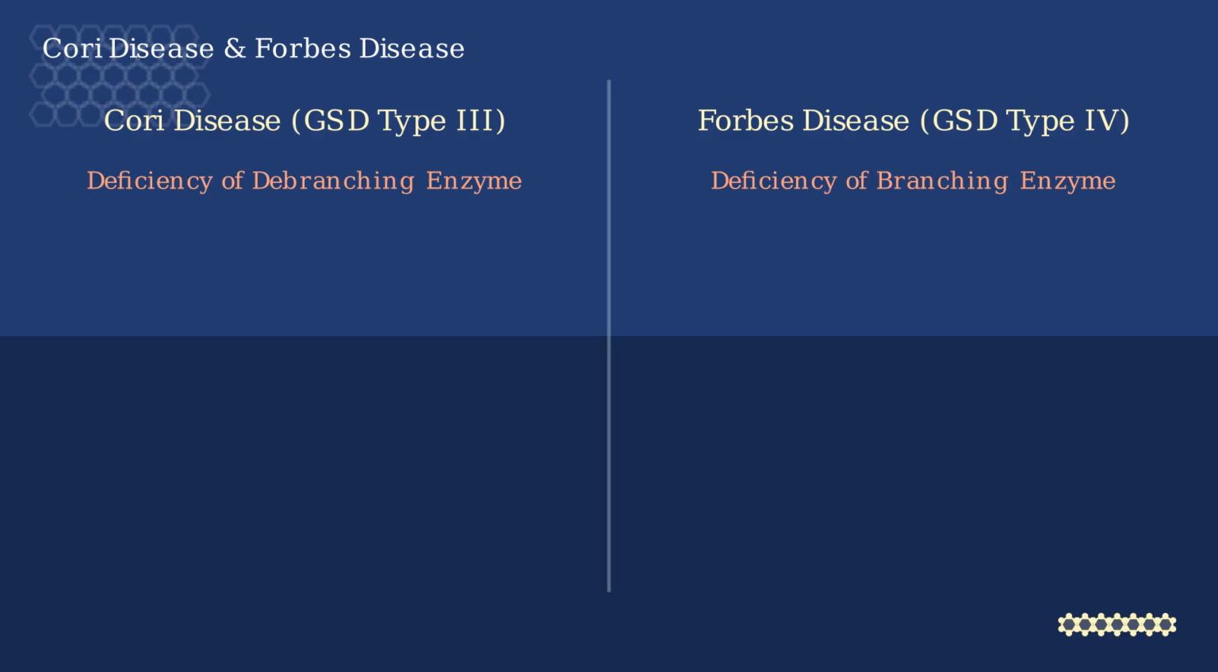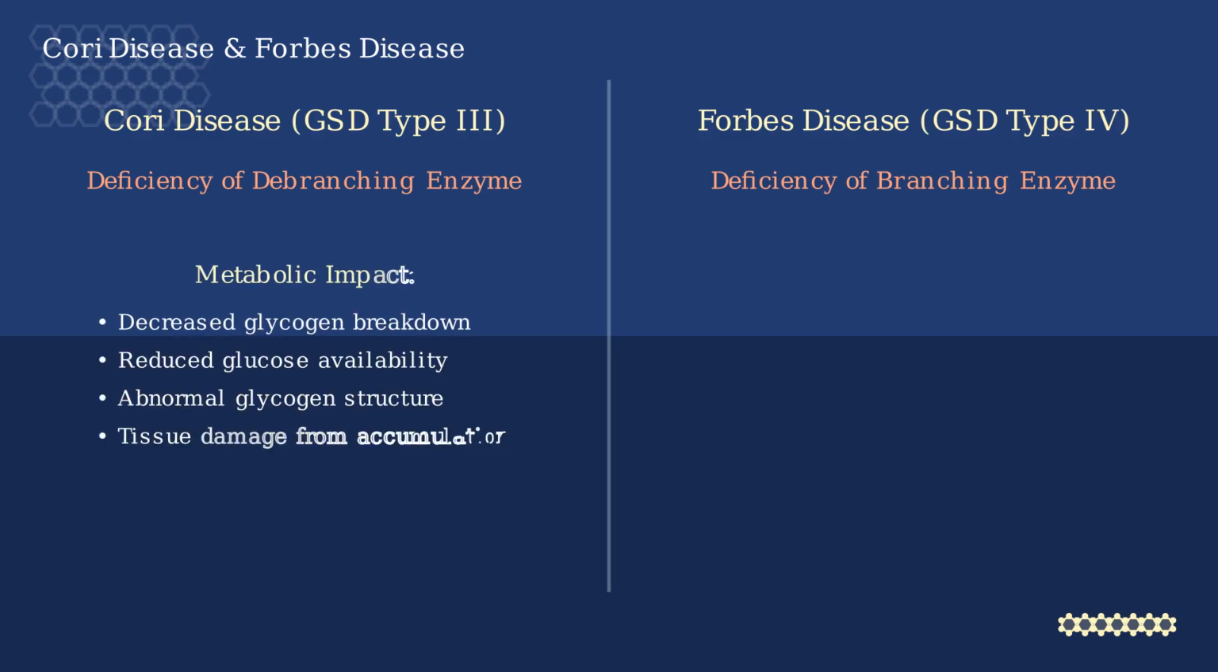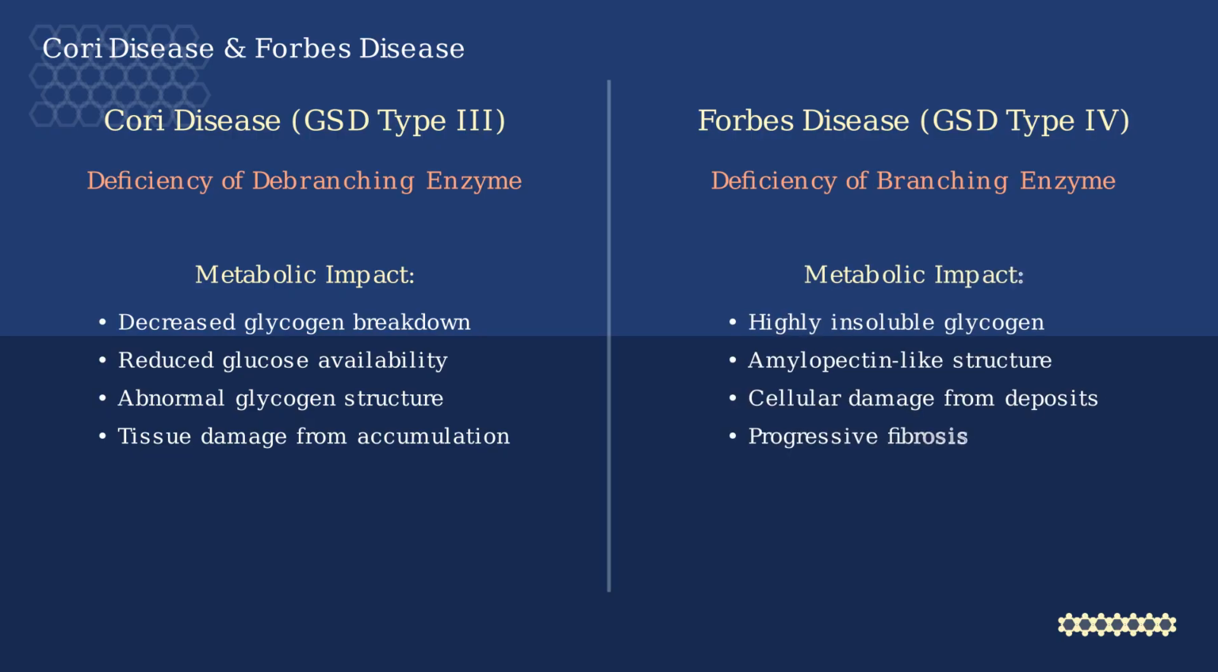Now let's examine the metabolic impact of these enzyme deficiencies. In Cori disease, the metabolic impact includes decreased glycogen breakdown, reduced glucose availability during fasting, and tissue damage from abnormal glycogen accumulation. Forbes disease results in highly insoluble glycogen with an amylopectin-like structure. These deposits cause cellular damage and progressive fibrosis, particularly in the liver. These diseases demonstrate the crucial importance of proper glycogen branching in normal metabolism.